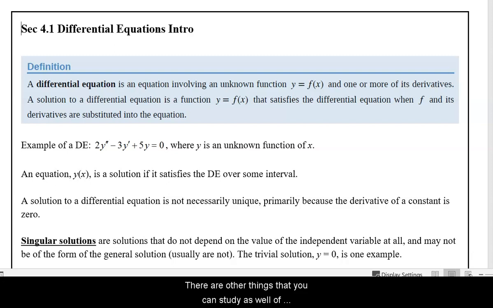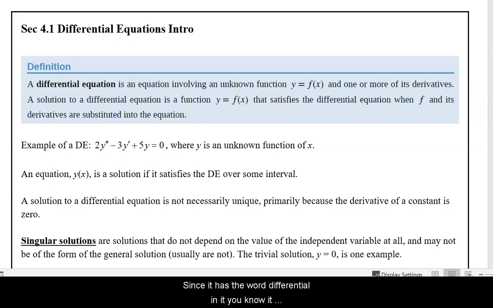There are other things that you can study as well, of course. You can study springs and weights and all kinds of situations apply. When you're looking at the spread of a population, whether you're trying to manage deer in the wild or wolves in Montana, you can study all of these using calculus and differential equations. So what is a differential equation?